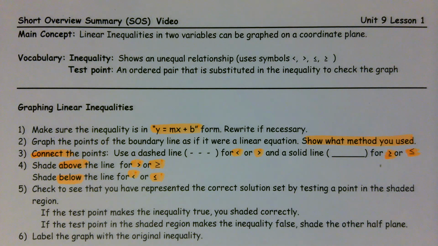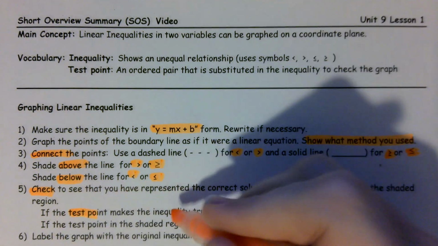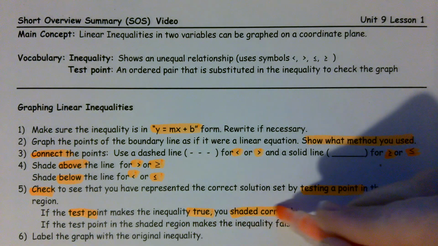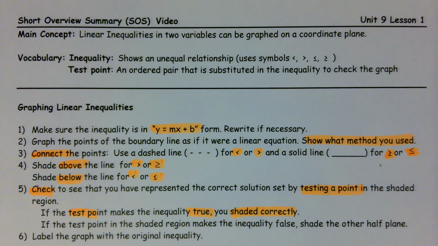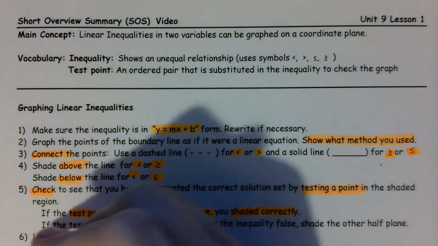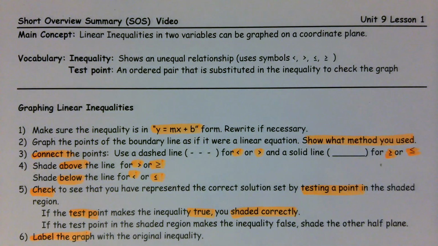Finally, we're going to check to see if you've represented the correct solution set by taking a point and testing it in the shaded region. We're going to take an ordered pair and substitute it back in the inequality. If the test point makes the inequality true, you shaded correctly. If the test point we picked makes the inequality false, we need to shade the other half of the plane. And finally, remember to label your graph with the original inequality.